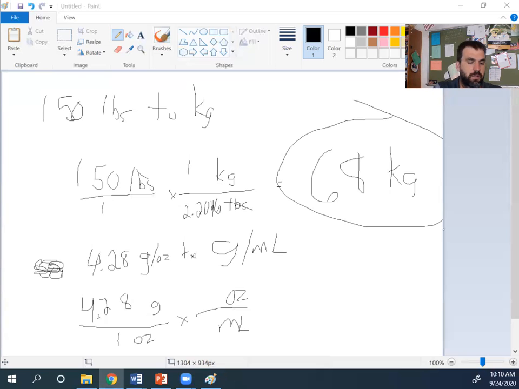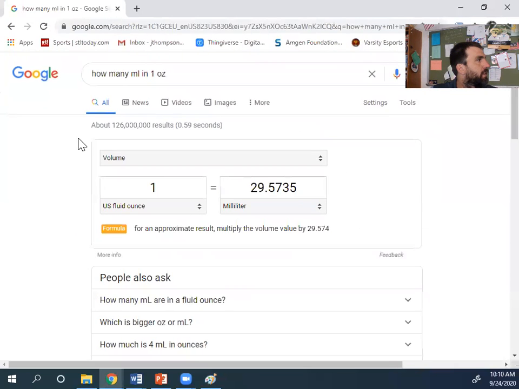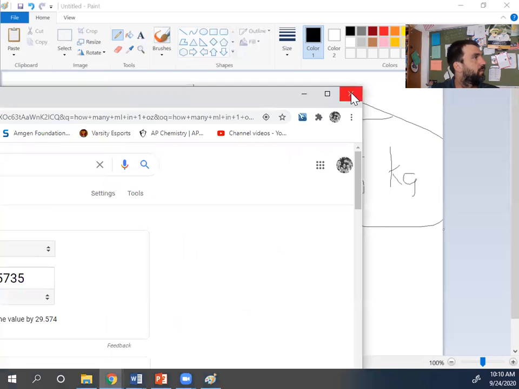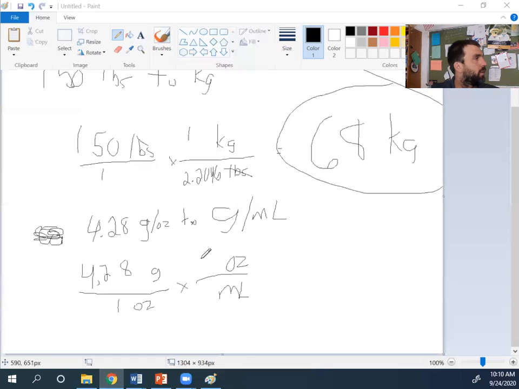And I know the answer, but there's my answer: 29.575735. So you can add that to your conversion chart that I gave you. So in 1 ounce, there is 29.97, let's say, milliliters.